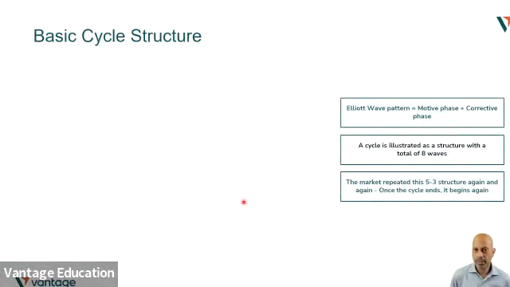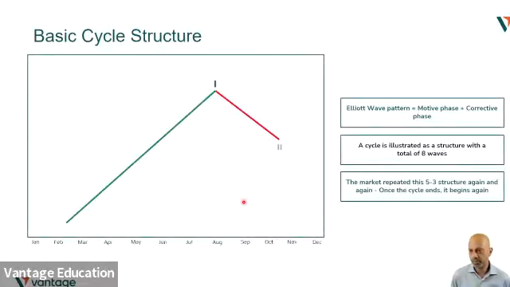All right, so just to recap the basic cycle structure, you have the motive phase and the corrective phase. A cycle is illustrated as a structure with a total of 8 waves, but you'll have 5 waves here in the motive half, and then you'll have 3 waves here, A, B, C, in the corrective phase. So do take note: 1, 2, 3, 4, 5 in the motive phase, and A, B, C in the corrective phase, which gives us a total of 8 waves in the full Elliott wave cycle. This is the basic Elliott wave cycle.